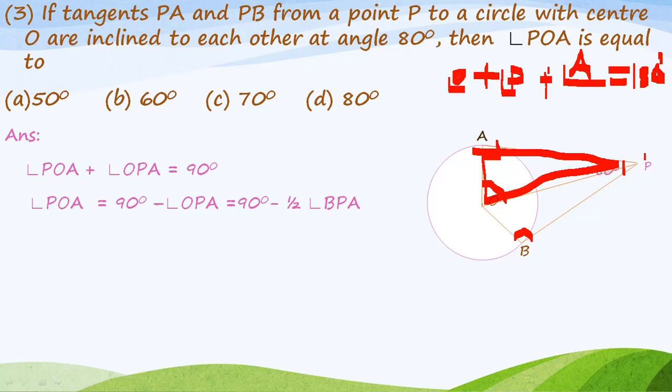Angle A is 90 degrees. Therefore, 90 degrees is shifted to the right side. Angle O plus angle P is equal to 180 minus 90, means angle O plus P is equal to 90 degrees. Angle POA is equal to 90 minus OPA. Therefore, OPA is shifted to the right side.